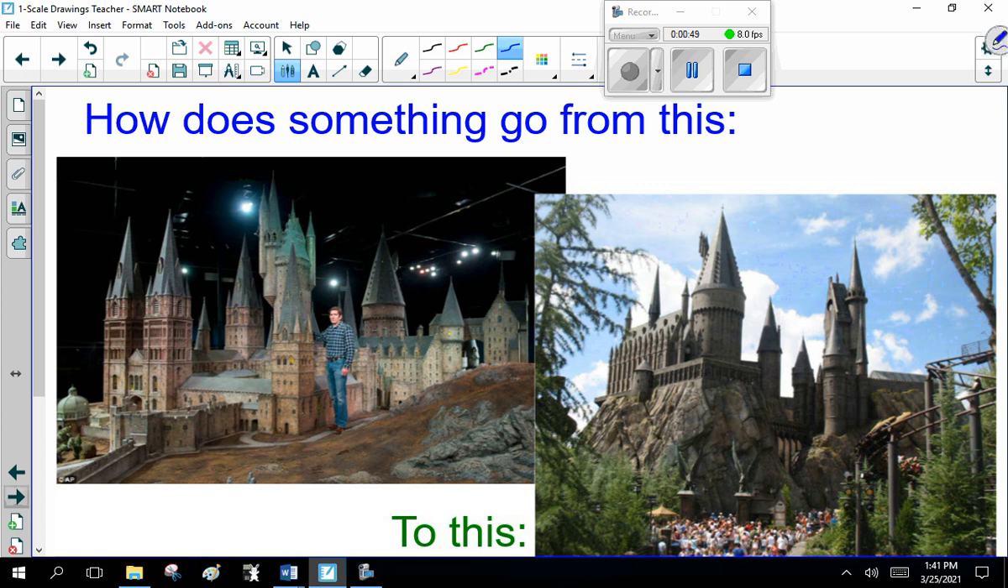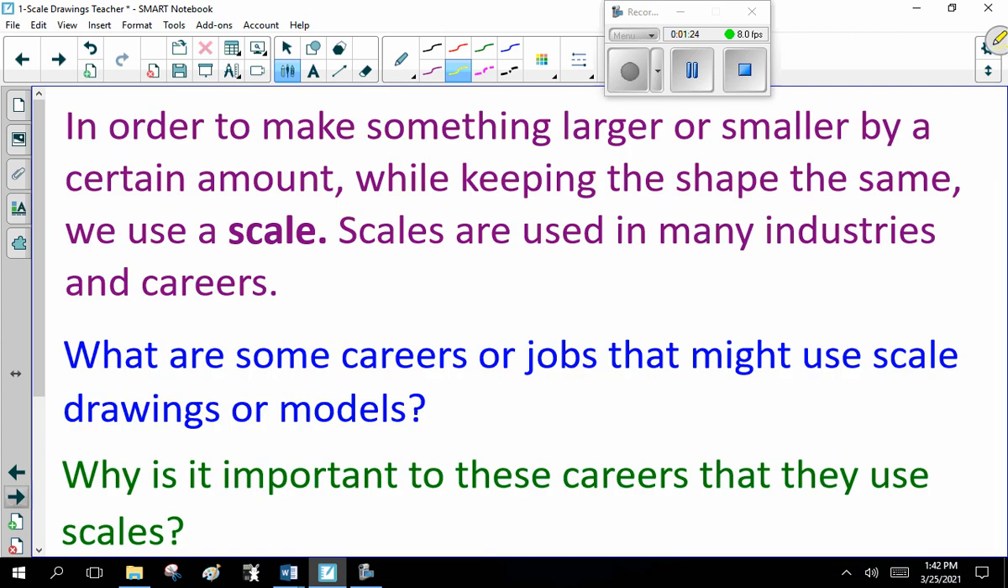So, how does something go from this? On the left here, you see the model. I believe that's a Hogwarts castle from the Harry Potter series. To this, on the right, you can see the Universal Studios Harry Potter attraction. Down here, these are people. Here's a person here, that's the person there, and I've circled the person down here in the model, or in the real world on the right.